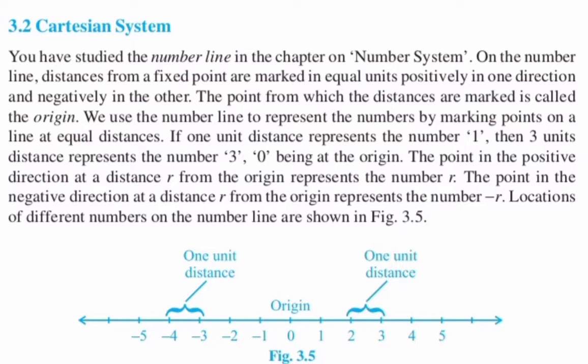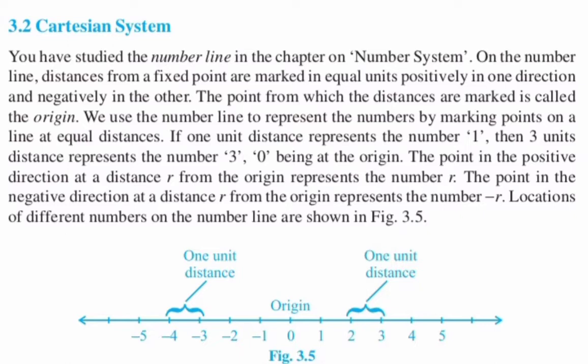The point in the positive direction at a distance r from the origin represents the number r. The point in the negative direction at a distance r from the origin represents the number minus r. Locations of different numbers on the number line are shown in figure 3.5. See, here the distance between any consecutive numbers is 1 unit distance, and here they have marked the origin.